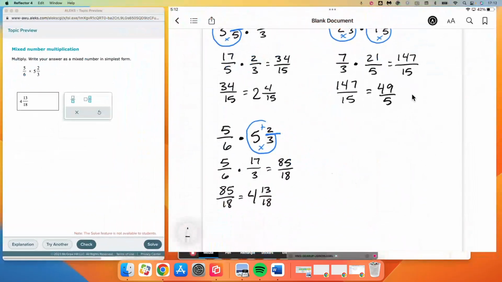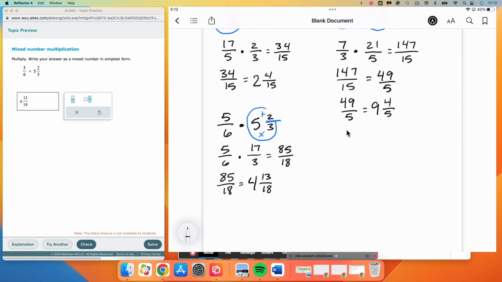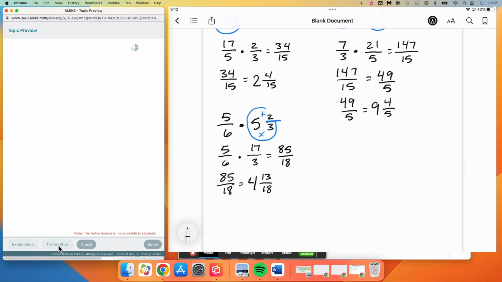Coming back up to this one that we didn't totally complete, 49 over 5. 5 goes into 49 9 times. 9 times 5 is 45. There's a remainder of 4. So Alex would want that mixed fraction there, 9 and 4/5 for that particular problem. One more.